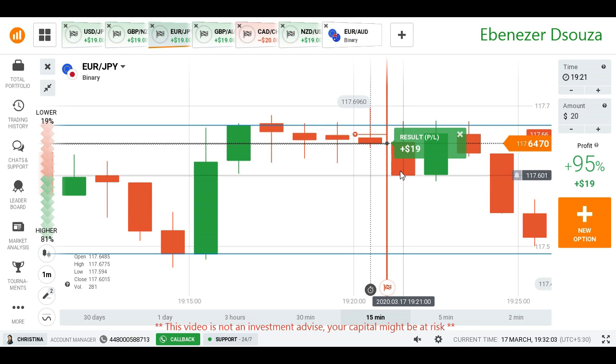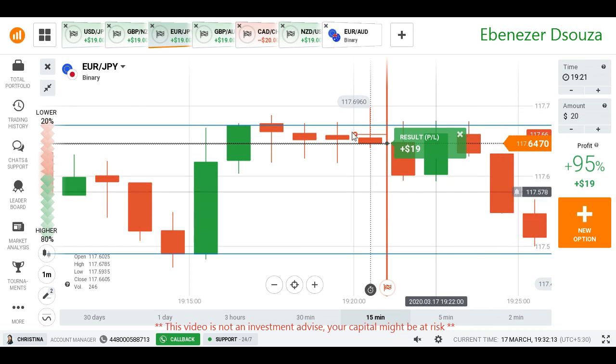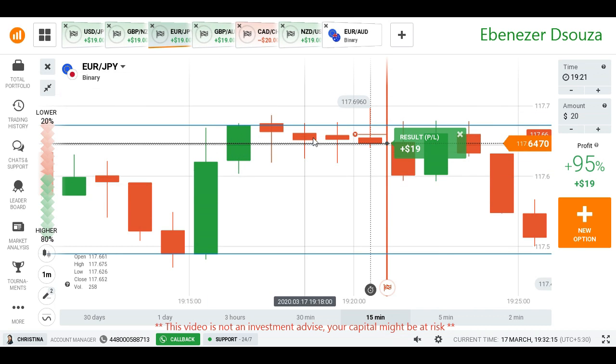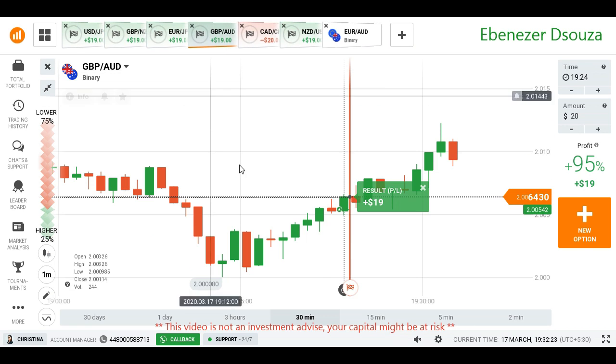And here also it reversed. Finally, it made a bullish candle because of these strong rejections. And here also strong rejections. It made a bullish candle again, it reversed. So if you see any strong buying pressure on the left side, if you see three candles like this, you can expect a bearish candle again.